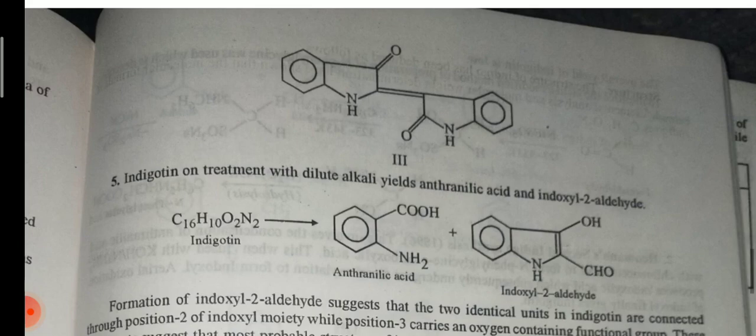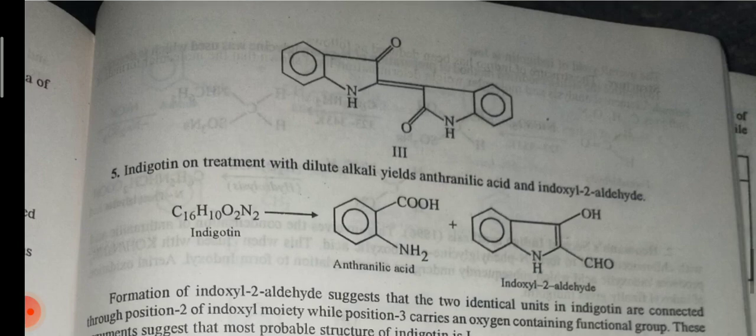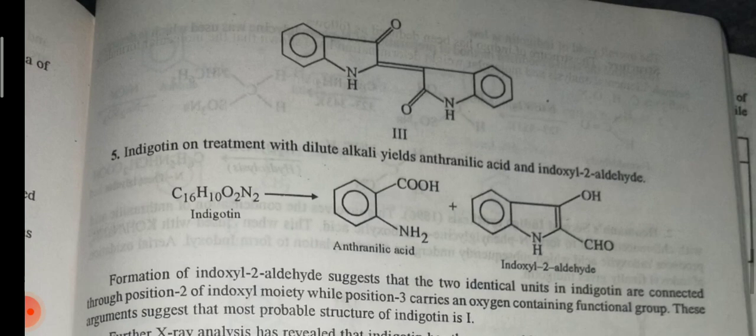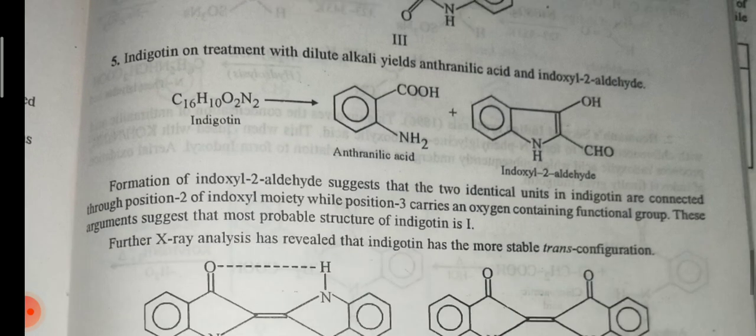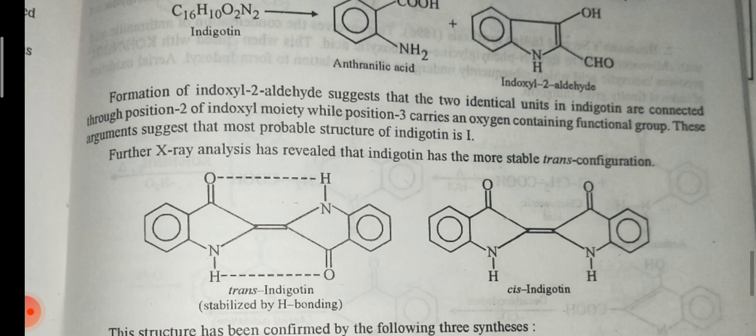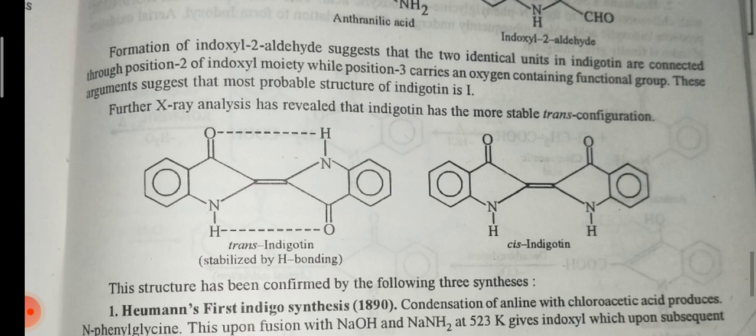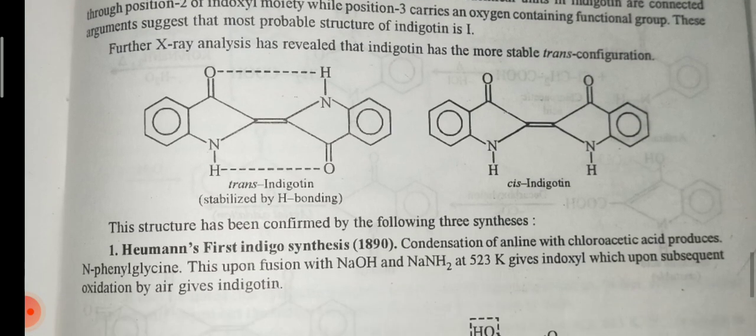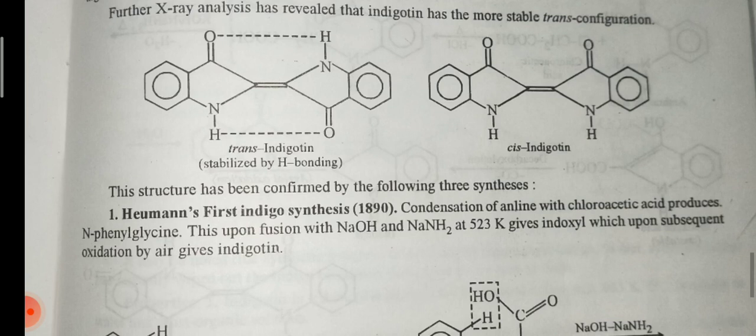Indigotine on treatment with dilute alkali yields anthranilic acid and indoxyl-2-aldehyde. Formation of indoxyl-2-aldehyde suggests that the two identical units in indigotine are connected through position 2 of the indoxyl moiety while position 3 carries an oxygen-containing functional group. These arguments suggest that the most probable structure of indigotine is first. Further X-ray analysis has revealed that indigotine has the most stable trans configuration. This structure has been confirmed by the following three syntheses.